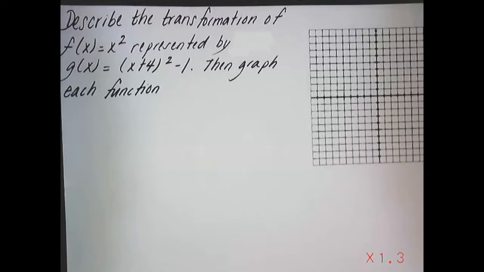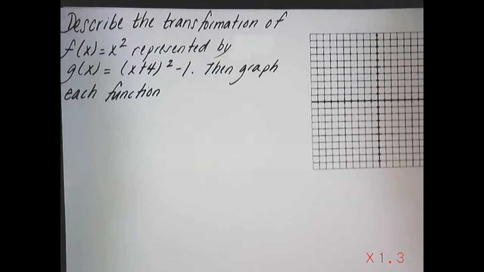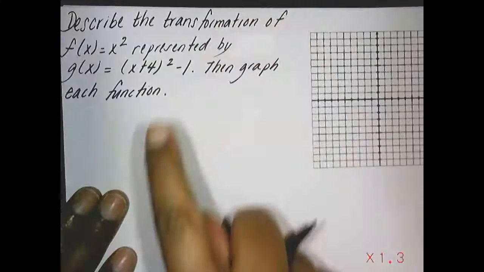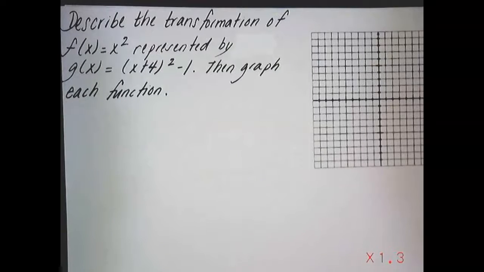What I have set up for you here is the first example that you have on your ClassKit assignment. The first example says to describe the transformation of f of x equals x squared represented by g of x equals (x plus 4) squared minus 1. Then graph each function. What I want to start out with first is graphing the parent function, which is f of x equals x squared, and I'm going to do that in black to try to match what you saw on your ClassKit assignment. Give me just a second to set that up.